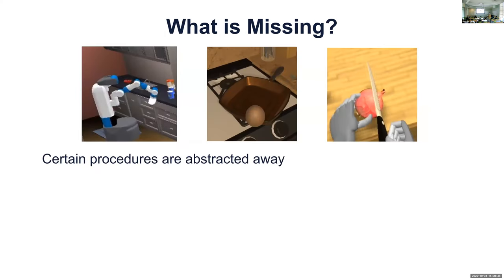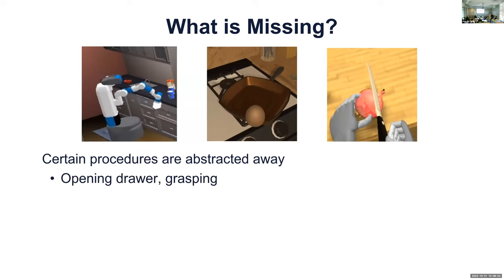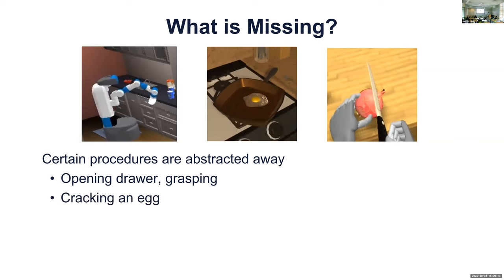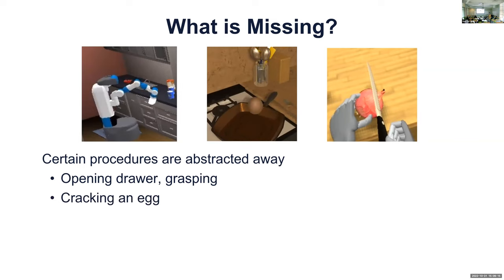But if you look closer, there are certain things missing, and certain procedures are abstracted away. Like looking at the open drawer example, as a gripper is approaching the drawer, there is a certain magic grasp, okay? They're just attached, without the interaction or detailed contact really happening. And for a second example, cracking the egg, you see that there's not even really a gripper, right? So the egg moves autonomously and cracks itself.